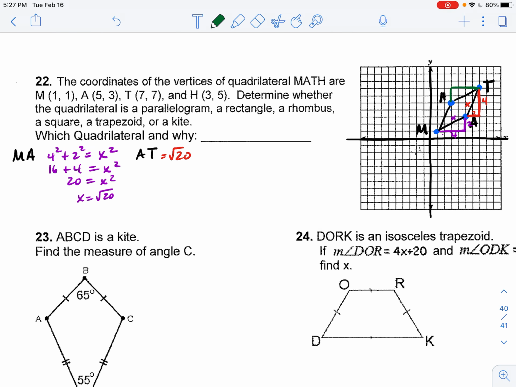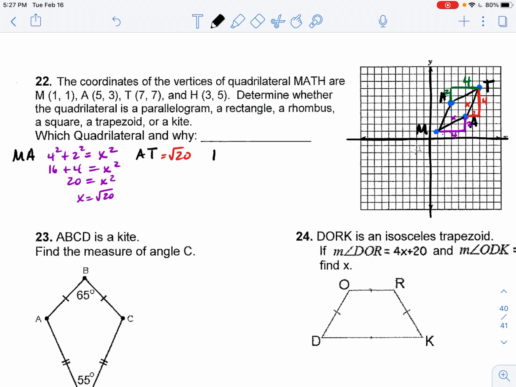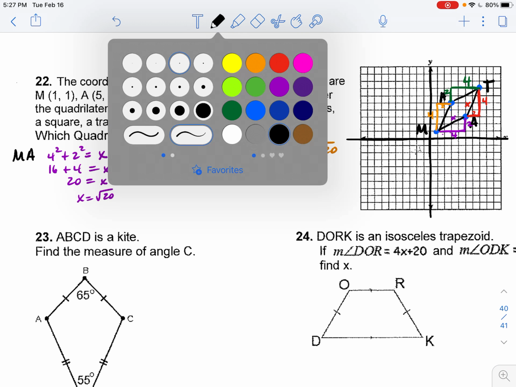Okay, let's keep going around this. I'm going to find the length of H to T, and so we can see that this is 2, and this is 1, 2, 3, 4. And so from H to T, that is also square root of 20. And the last one from M to H, this triangle here, and that's 2, and that's 1, 2, 3, 4. Okay, so we know that this figure has 4 congruent sides. So this is M to H, and that is also square root of 20. All right, so we have 4 congruent sides.